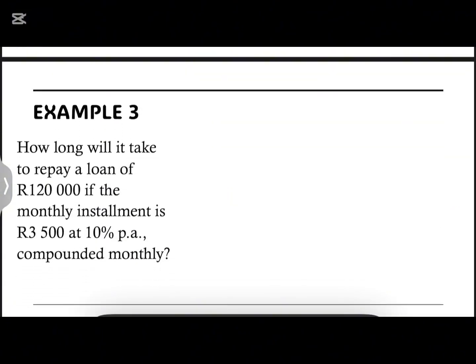Okay, let's look at the third example. How long will it take to repay a loan of 120,000, if the monthly installment you're given is this, and then you have the interest rate compounded monthly. Very important. So now let's go back to the formula. What are we looking for? We're looking for the value of N.